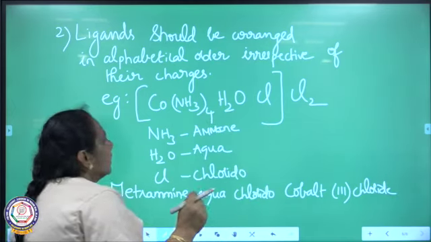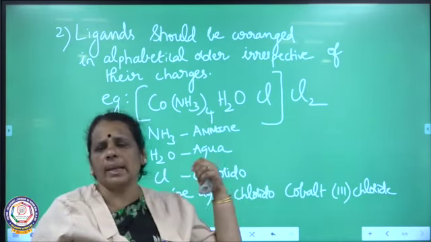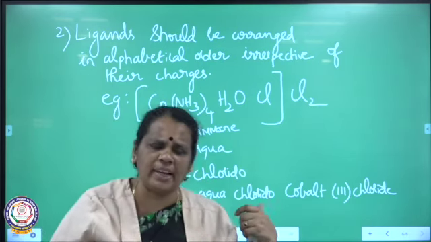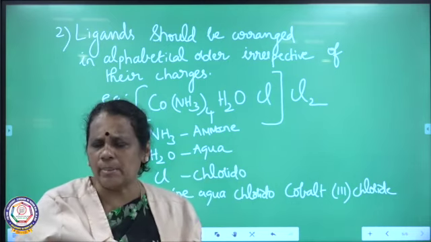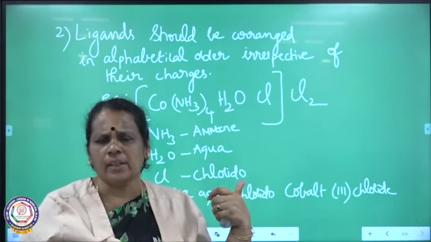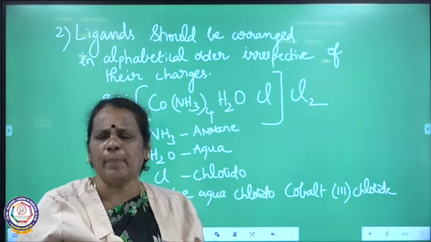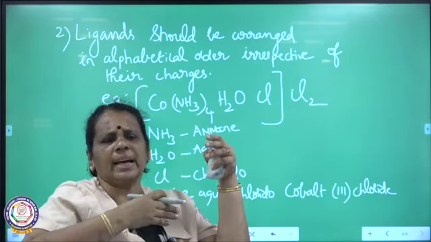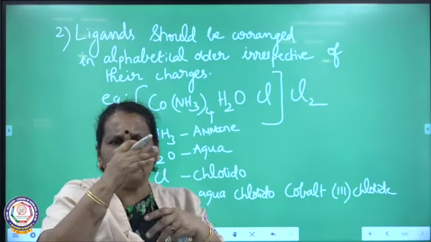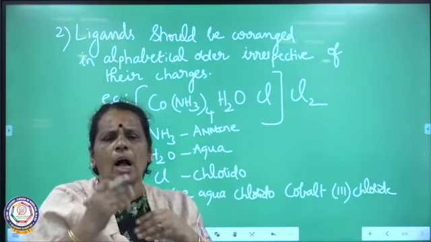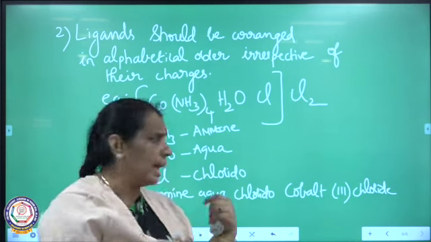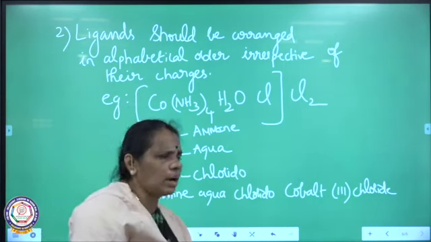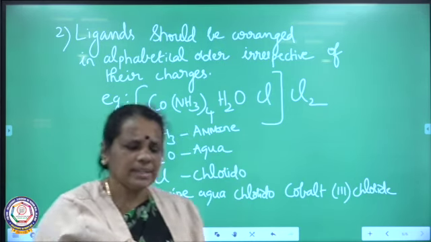So the rule clearly states that the ligands, irrespective of their charges, should be arranged alphabetically. Cobalt is the central metal ion here, which is bonded with 3 ligands: one is ammine, the other one is aqua, the third one is chlorido. Already it is arranged in alphabetical order, so ammine comes first, followed by aqua and chlorido. So the name of the complex is tetraammine aqua chlorido cobalt(III) chloride. This is the second rule.